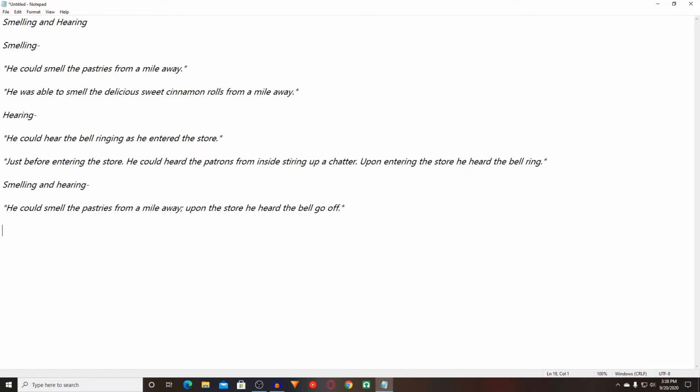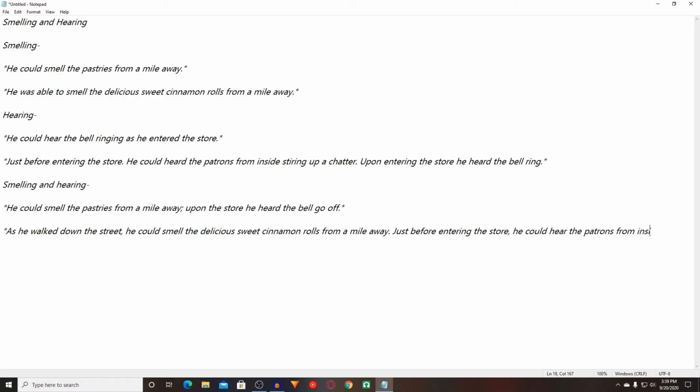And then, if you want to combine the other two, we can do it that way. As he walked down the street, he could smell the delicious sweet cinnamon rolls from a mile away. Just before entering the store, he could hear the patrons from inside stirring up a chatter. Upon entering the store, he heard the chiming of the bell go off.